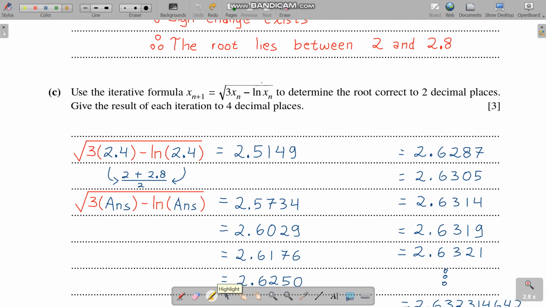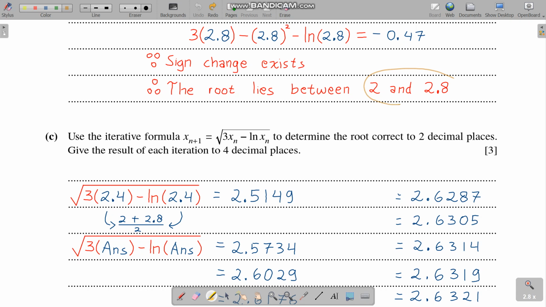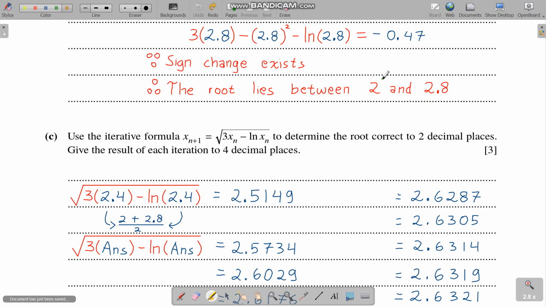So we follow the instruction here. We use 3x minus ln x basically. But for the x value, we start with the average of the two values we verified before. We know that the root is between 2 and 2.8. We can just use the average exactly in the middle between 2 and 2.8. So we add and then divide by 2. We get the average, which is 2.4. This would be our initial guess or our first iteration.